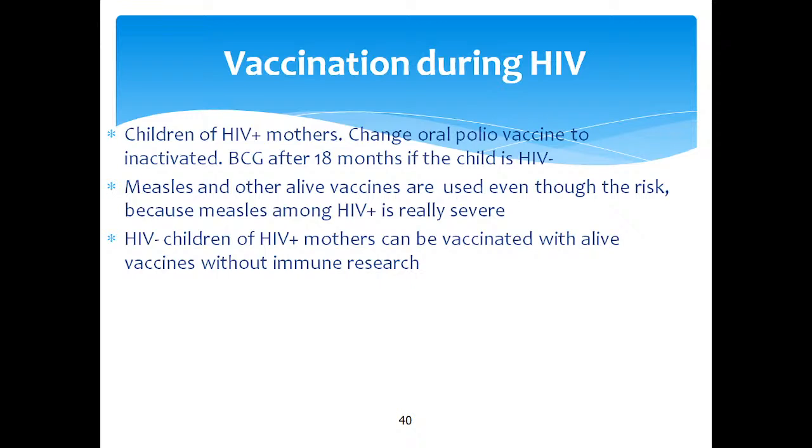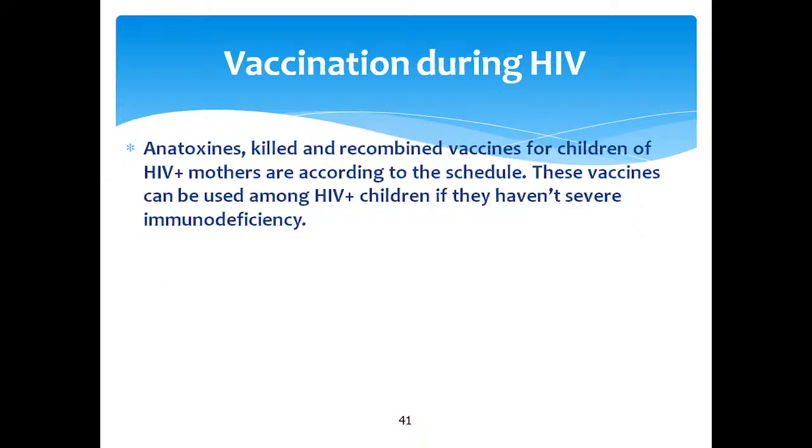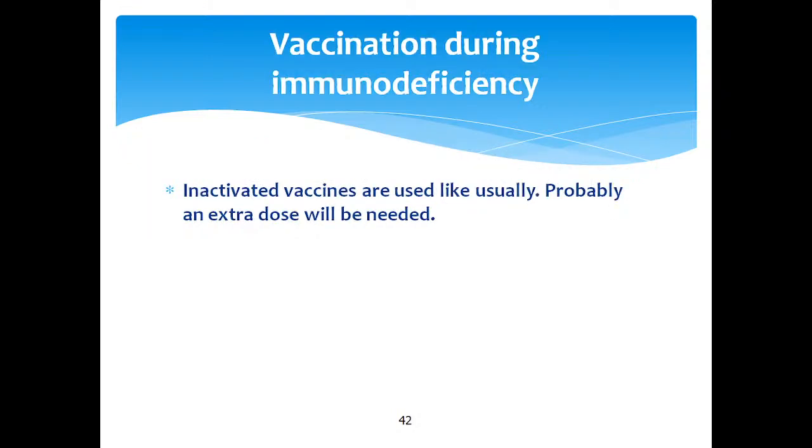You must monitor them through the infection, for the whole of the infection. Other vaccines, killed and recombinant vaccines, for children of HIV-positive mothers are given according to the schedule. These vaccines can be used among HIV-positive children even if they have severe immune deficiency. Inactivated vaccines are used as usual. Probably an extra dose will be needed.